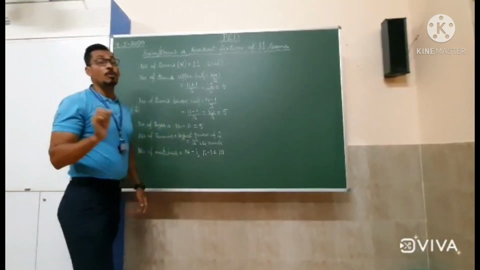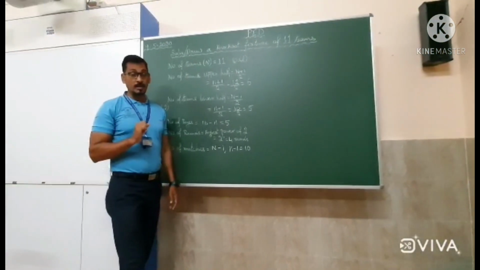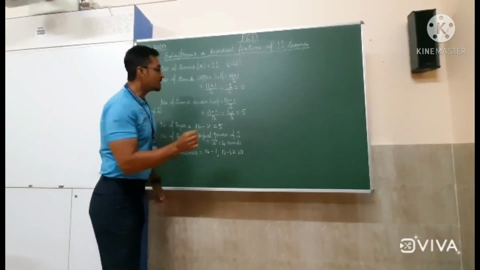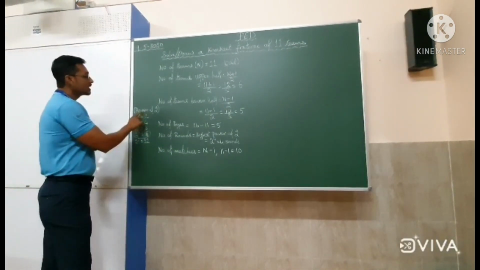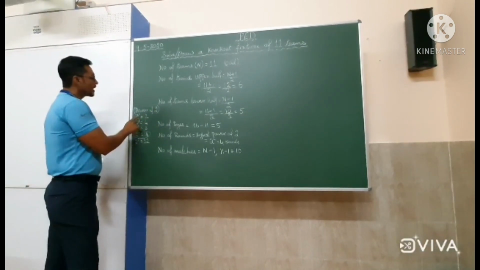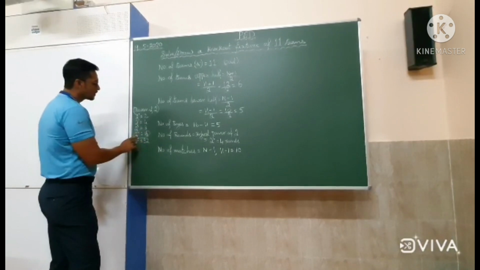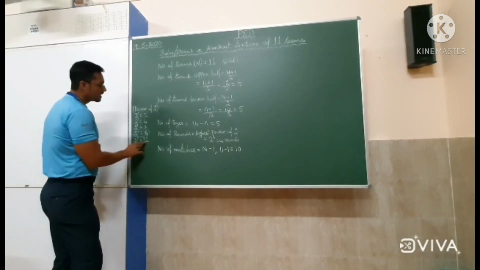Now we come to the most important part of this picture, byes. Now how many byes are there in these 11 teams? How many teams will get the bye? We have to calculate them. For this you have to take the power of 2. 2 to the power of 1 is 2, 2 to the power of 2 is 4, 2 to the power of 3 is 8, 2 to the power of 4 is 16, 2 to the power of 5 is 32.